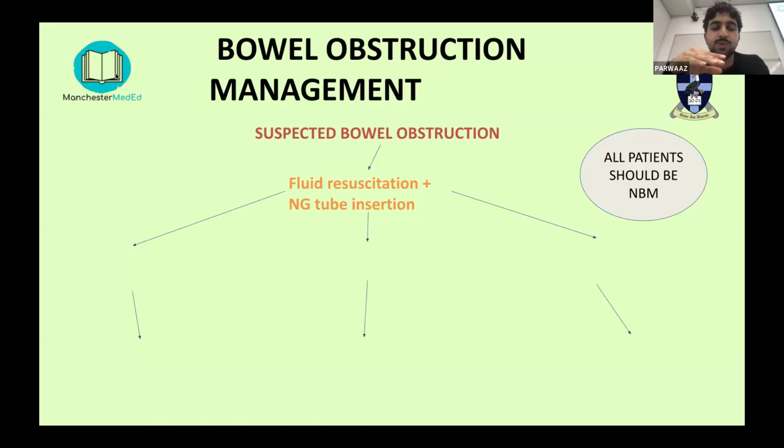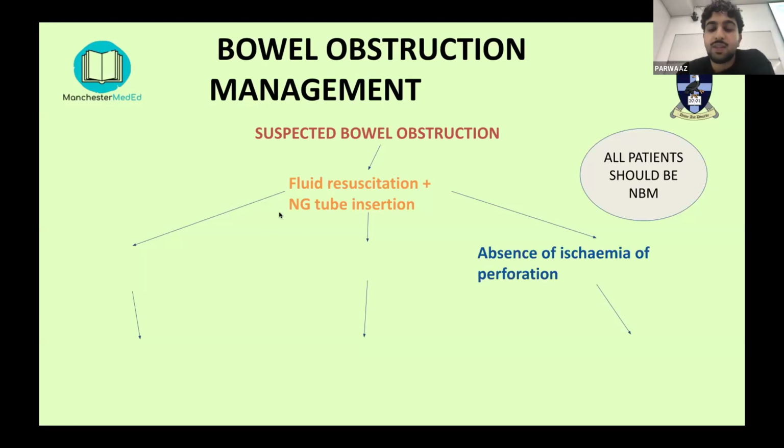So I put NG tube insertion because what I meant to put was Rolls tube insertion, which is a different form of NG tube. Okay, it has a slightly wider diameter, and in cases of small bowel obstruction, patients will vomit a lot. So to put a Rolls tube down always helps them symptomatically as well. So ignore NG tube. I mean Rolls tube.